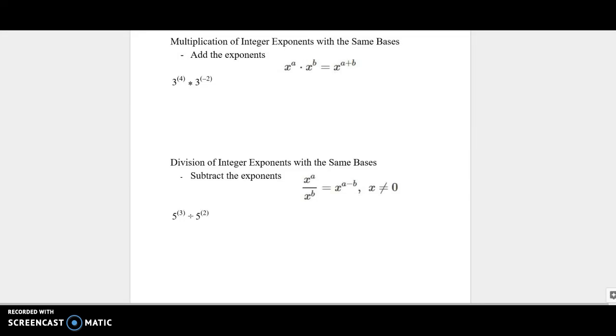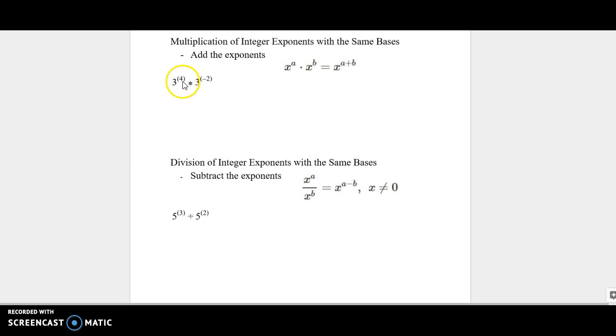Okay, as we learned in class today, guys, we did integer exponents. So here's a quick review. As we know, multiplication of integer exponents with the same bases is the same thing as taking those two exponents and adding them together. As we can see here, x to the a times x to the b is the same thing as x to the a plus b.